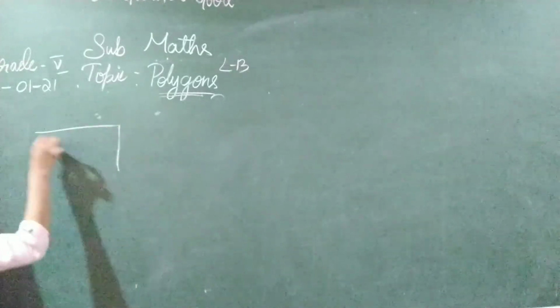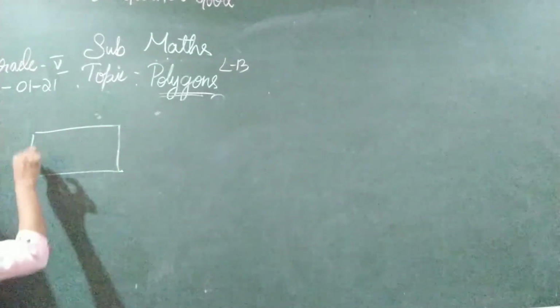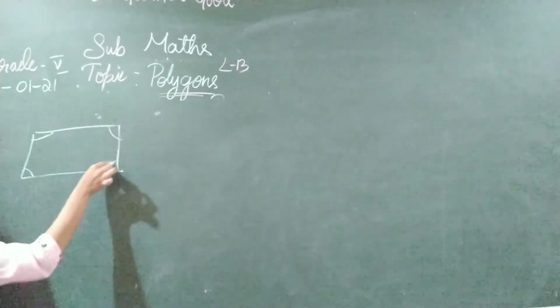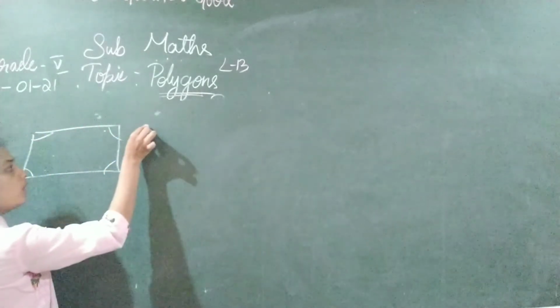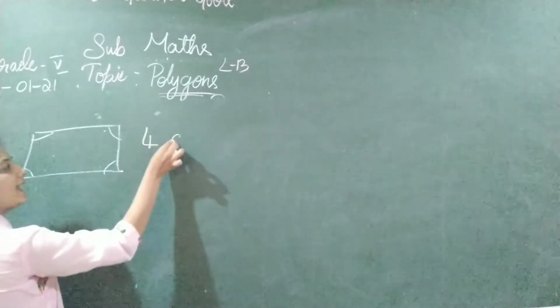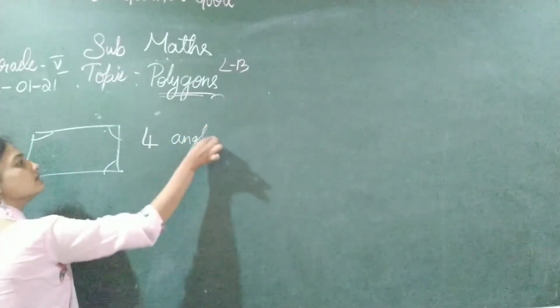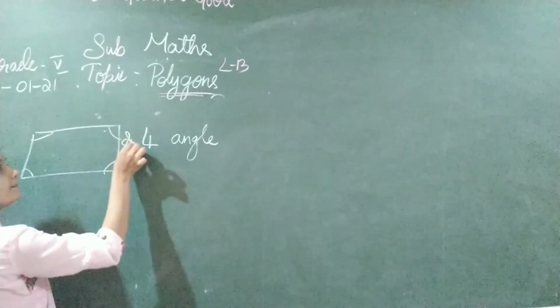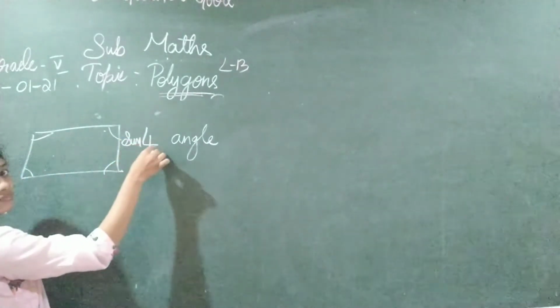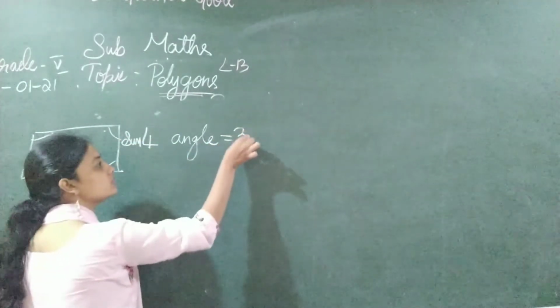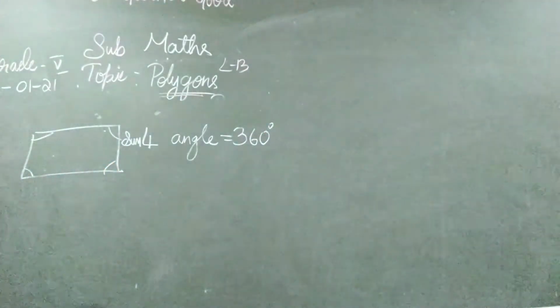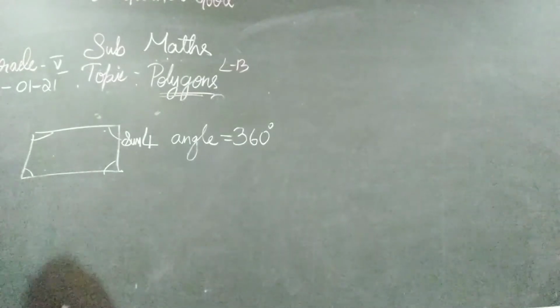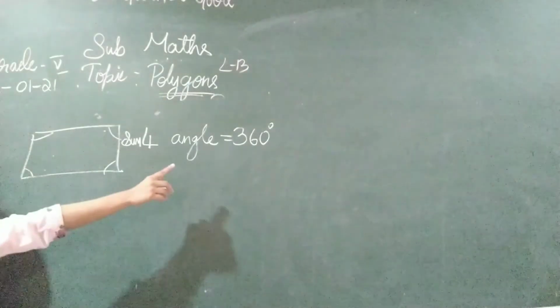Just like that, in a quadrilateral, how many angles do you have? You have 1, 2, 3, 4. There are 4 angles in a quadrilateral. So when you add all the 4 angles, the sum of all the 4 angles should be equal to 360 degrees. So I know it should be 360 degrees.